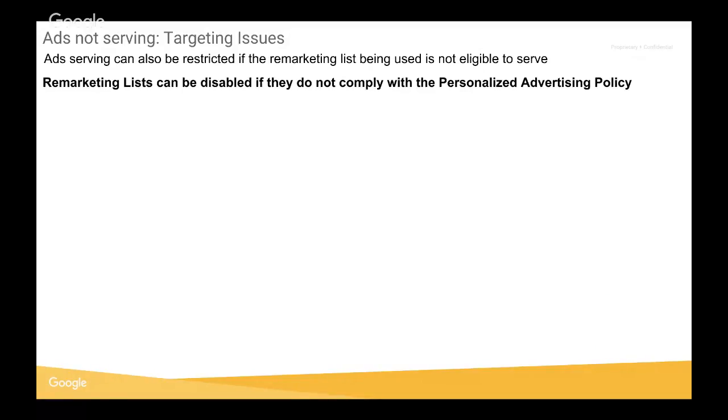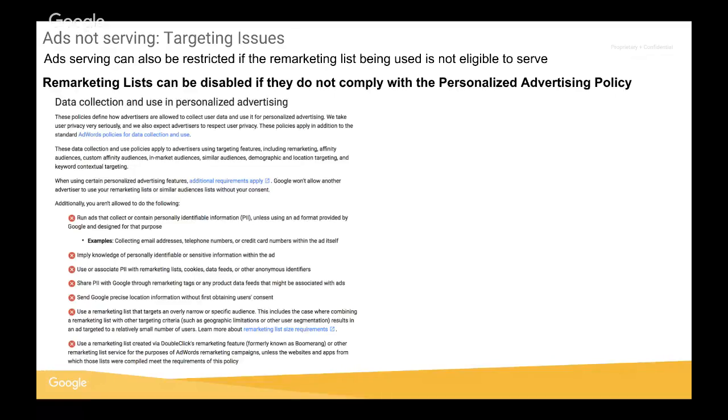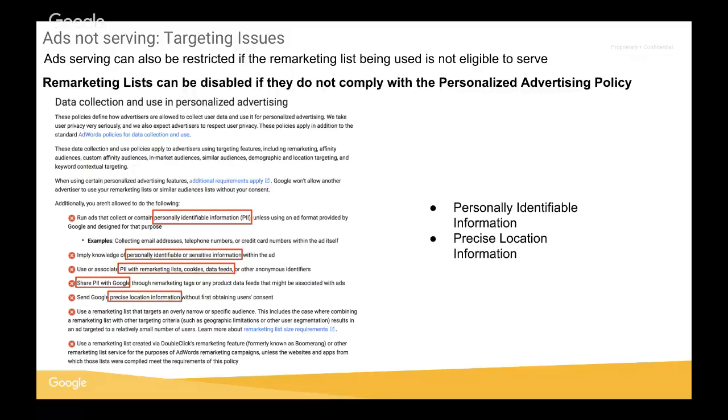Another thing that can limit a remarketing list is whether it is eligible for use or not, based on the personalized advertising policy. Now, the personalized advertising policy is outlined here. You can actually find this document in our support center. I don't want to go through everything in detail, but the gist of this is the policy is generally surrounding a few issues. One is personally identifiable information.